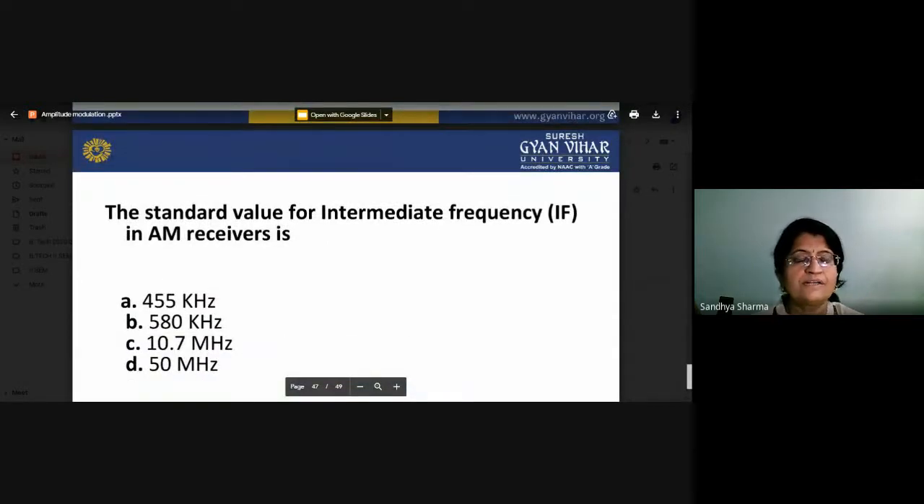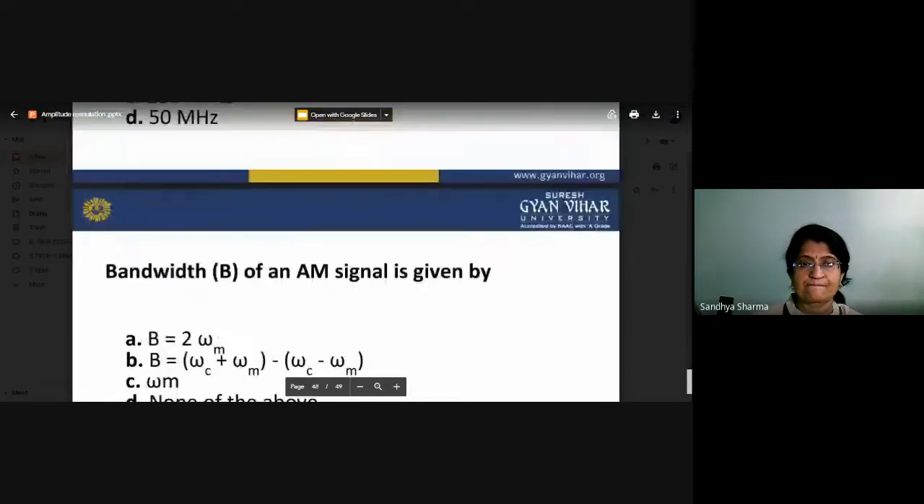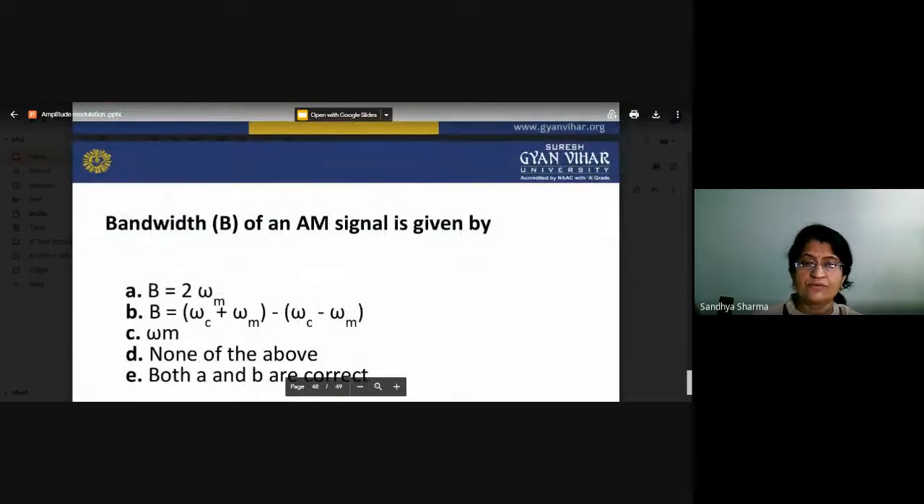What is the standard value of intermediate frequency? That is basically 455 kilohertz. This is the standard value which we are presently using in our AM transmitter. Bandwidth: how can you calculate it? That is 2 omega m, that is, omega c plus omega m minus omega c minus omega m. That is the basic bandwidth.